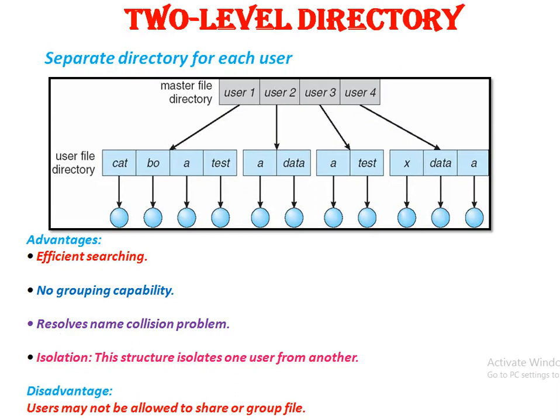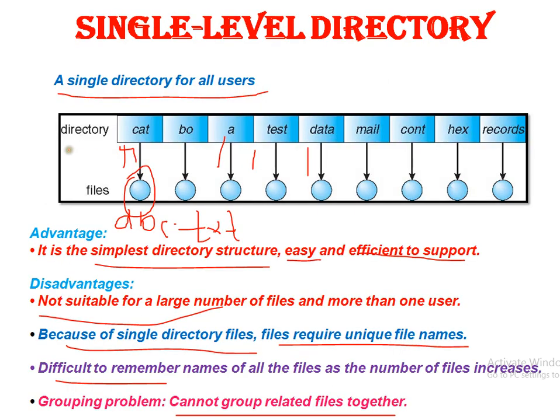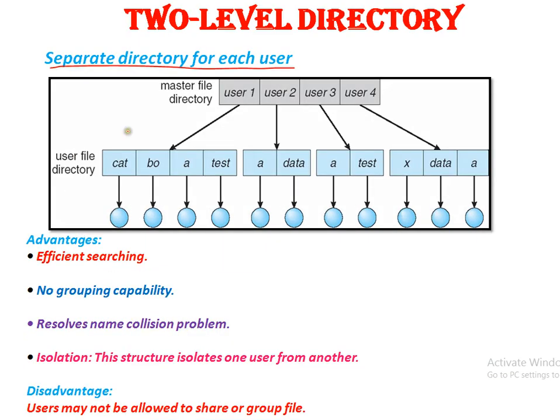Next, we shall see two level directory. What is this two level directory? A separate directory for each user. If you can see here, there are two levels. In the previous diagram, you have only a directory followed by files. It is single level. Whereas here, the user file directory is one level, and the master file directory is another level. These are your different files. So, a separate directory for each user.